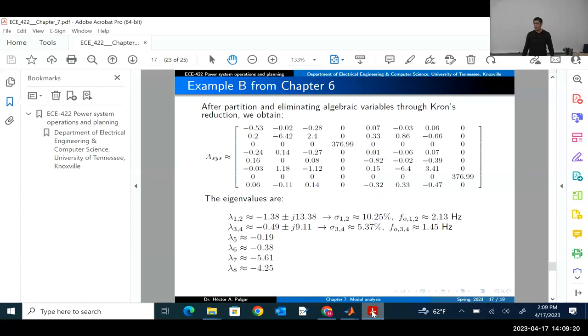So what kind of mode are we observing? The one related to this one, the one with the lowest damping ratio. And because it has the lowest damping ratio, it is the most energetic. The two machines are oscillating in phase, both increase energy and decrease energy, and that is exchanged with the infinite bus. So that's the one that has been excited in this case.